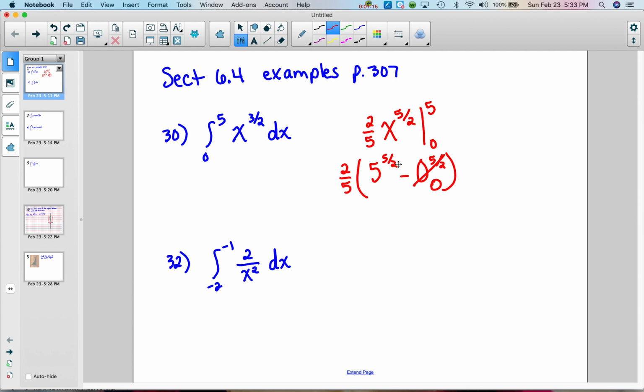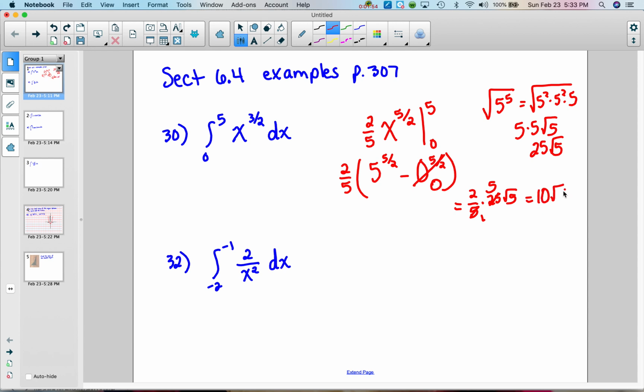So I need to think about what this value is. So we know, I'll just do this off to the side, that the bottom number is the root, so it's the square root of 5 to the 5th power. Well, think of this square root as 5 squared times 5 squared times 5. So I'm taking the square root of 5 squared, so I can pull a 5 out. I can do it again. So I get 25 root 5. So that's what this simplifies to. So I have 2/5 times 25 root 5, and we get 10 root 5.